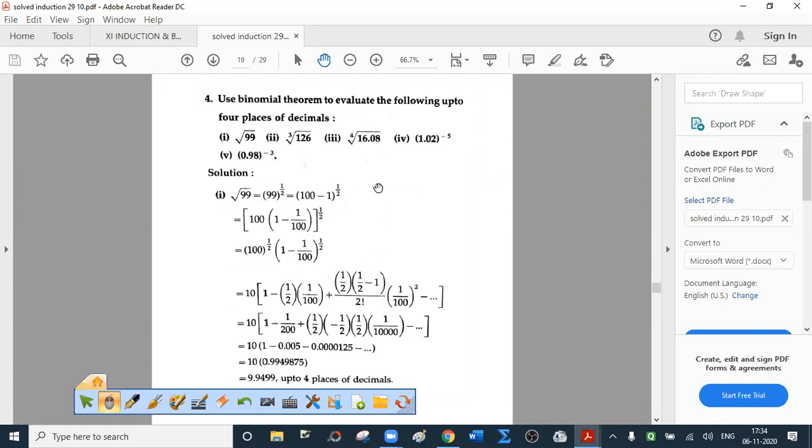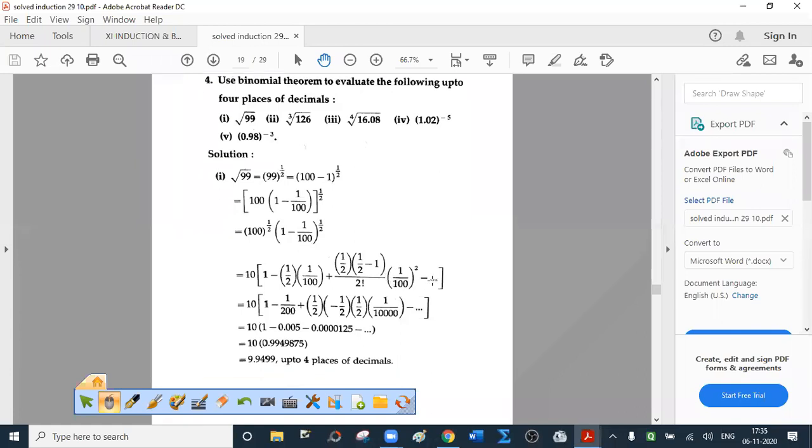99 is to be written as 100 minus 1. Okay. Now, within bracket take 100 common. So 100 into, in bracket, 1 minus 1 upon 100 raised to half. 100 raised to half, that is 10. Expand this using (1 plus x) raised to n. What is that? 1 plus nx plus n into n minus 1 upon 2 factorial x square. Right? We have to write one more term because answer up to 4 places of decimals is required.